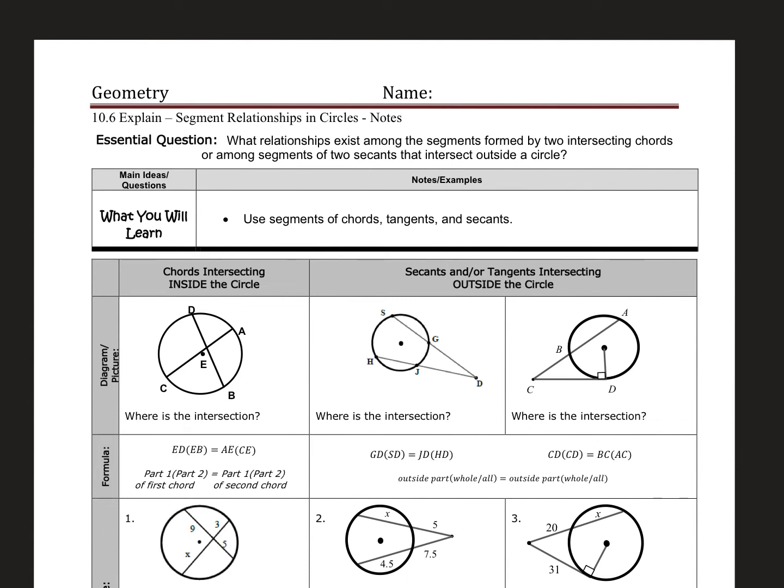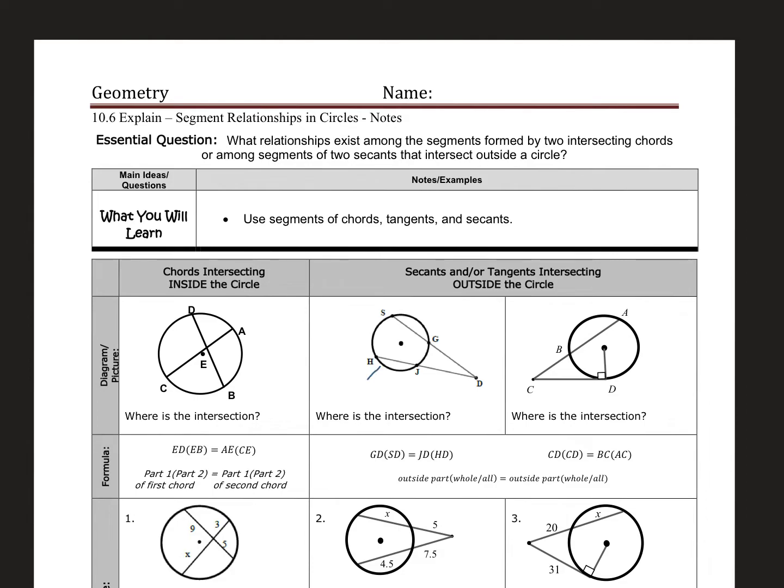Hey y'all, today we're going over lesson 10.6, which is about segment relationships in circles. So this is different than last lesson. The pictures look a little similar sometimes, but the difference is last lesson we talked about arcs and angle measurements, and then today's is about the segment lengths. Okay, so we're looking at the measurements of segment lengths.